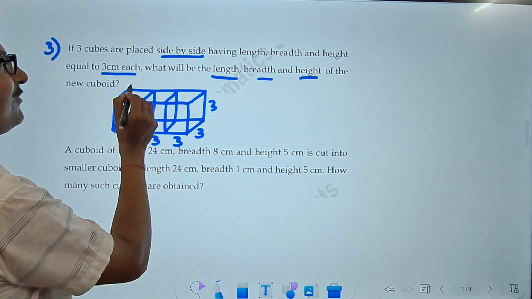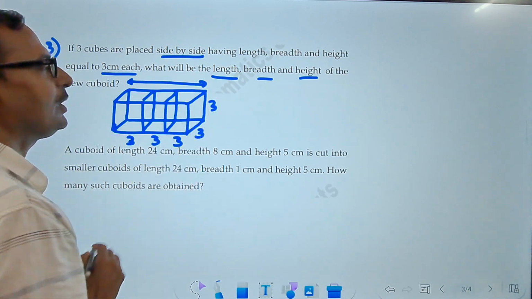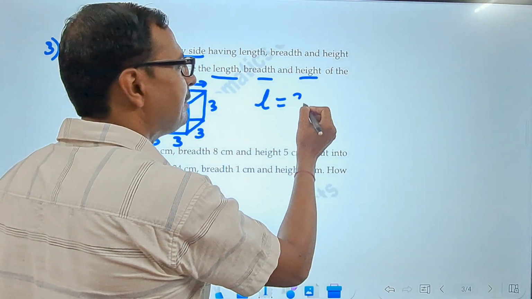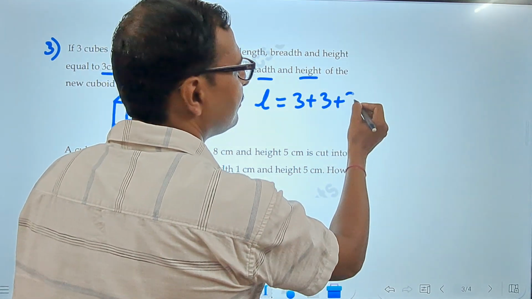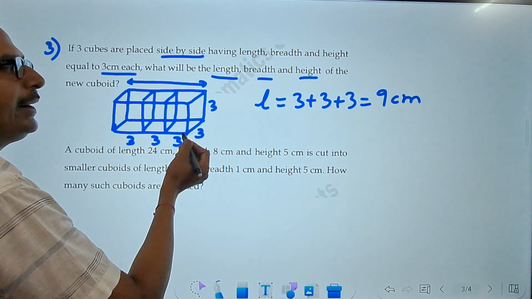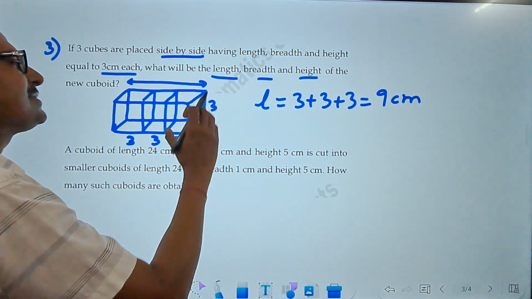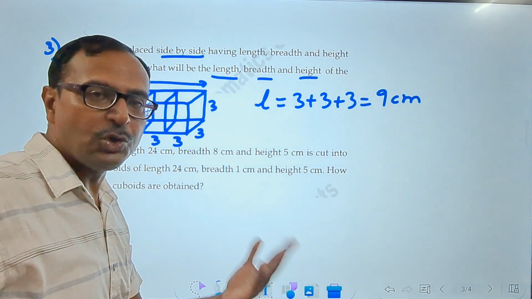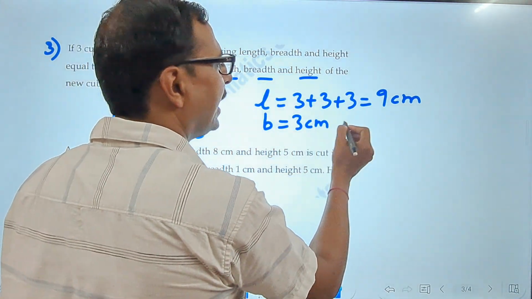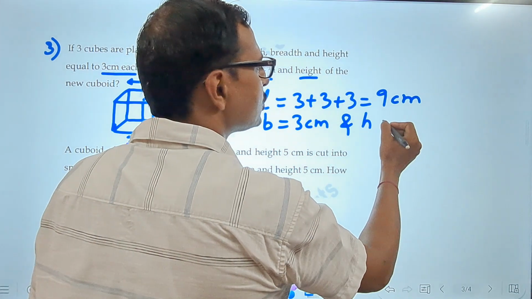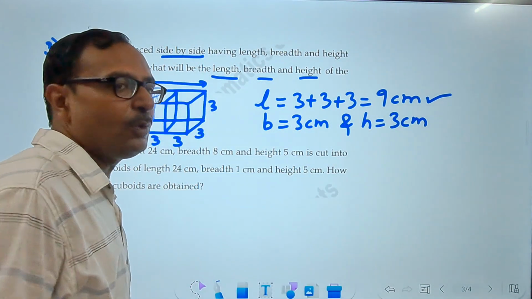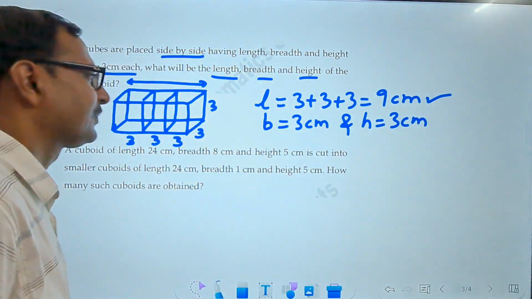The length obviously is going to change because you are placing them adjacently. So the length will be 3 plus 3 plus 3, which is 9 centimeter. But look at the breadth of the cuboid and look at the height. It is same as the breadth and height of the cube, and therefore the breadth remains 3 centimeter and the height also remains as 3 centimeters. So only the length changes when you place cubes side by side.